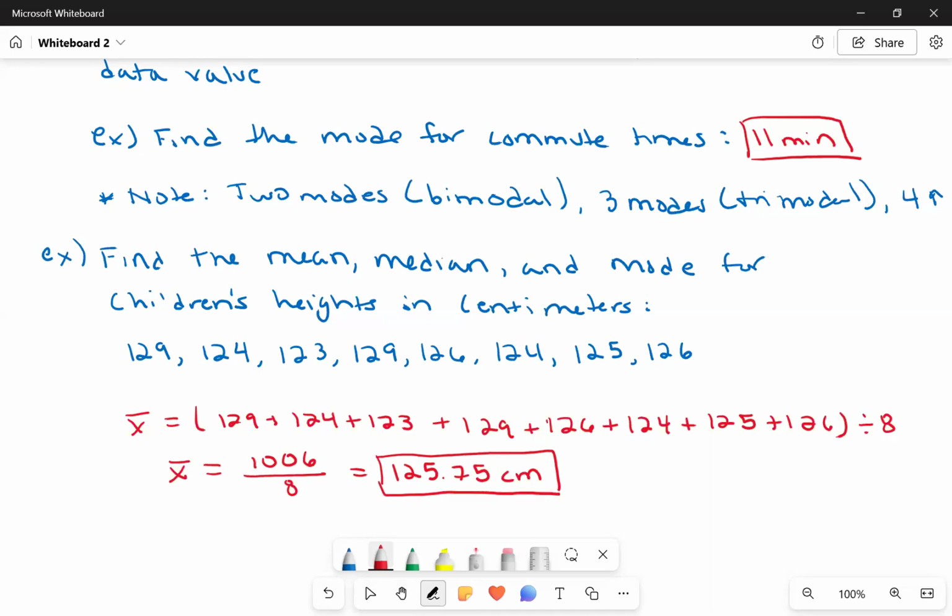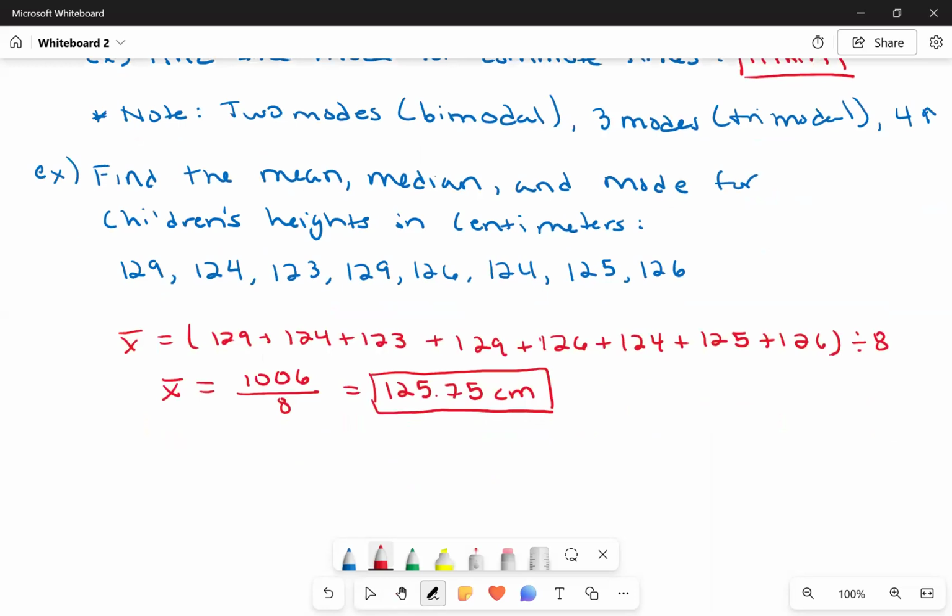Okay, let's find the median. So for the median, I'm going to want to put the data in order. So smallest value is 123, followed by 124 twice. Here, I'm going to try to keep track. There we go. That's better. All right, 125, 126 twice, and then 129 twice.